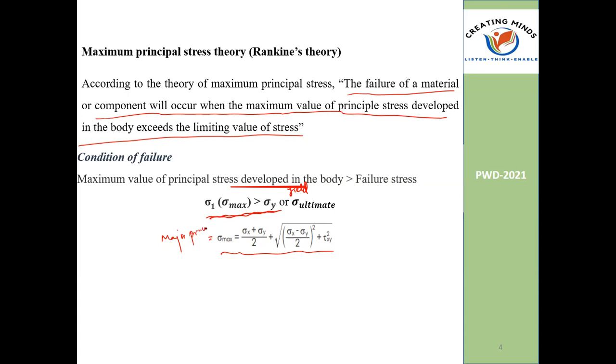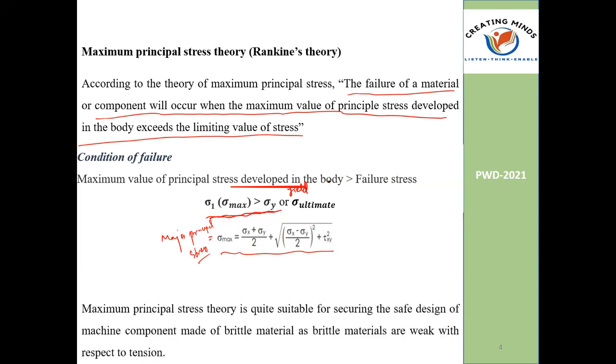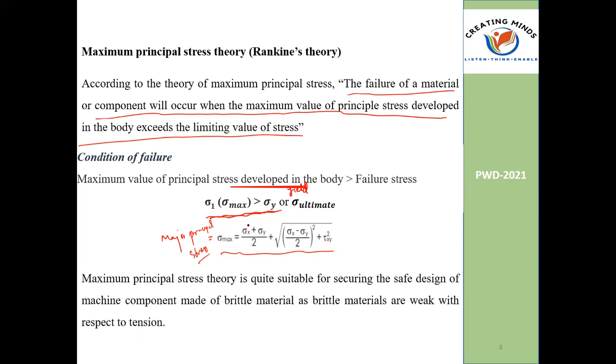Major principal stress. What is the major principal stress? Sigma x plus sigma y by 2 plus square root of (sigma x minus sigma y by 2) whole square plus tau xy square. So this is very, very important. So this theory is majorly applicable for which kind of material? That is very, very important. Generally, they will ask: maximum principal stress theory is quite suitable for which type of material?